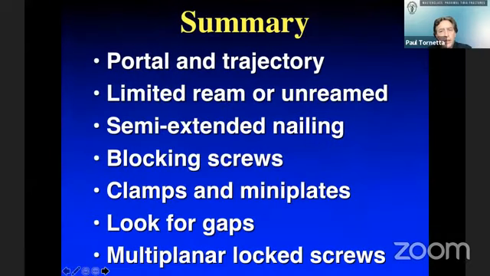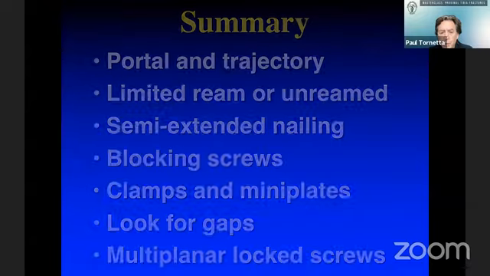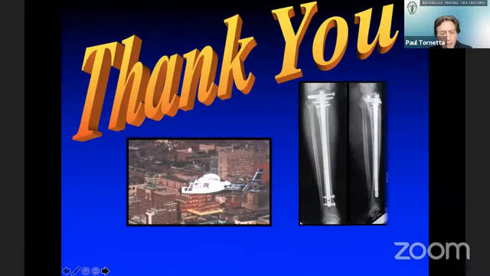So in summary, the semi-extended technique is based on portal and trajectory. You have to have the right portal and you have to be parallel with the anterior surface of the tibia and down the center of the tibia. I use a limited ream or an unreamed technique. I like semi-extended nailing, not the suprapatellar nailing, because that puts you in the wrong place or the wrong trajectory. Use blocking screws for proximal fracture when you need them. Liberally use clamps and mini plates. Look for gaps to make sure you back tap if you're in extension. And I like the idea of multiplanar lock screws. Thanks very much.